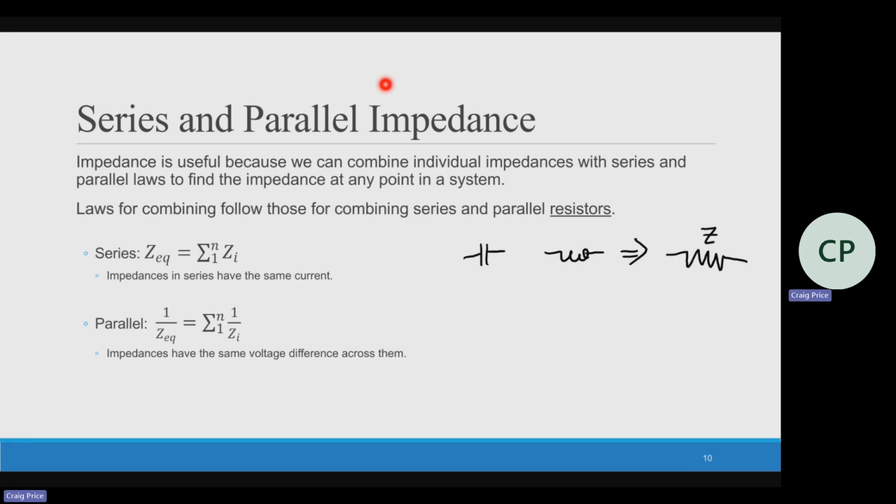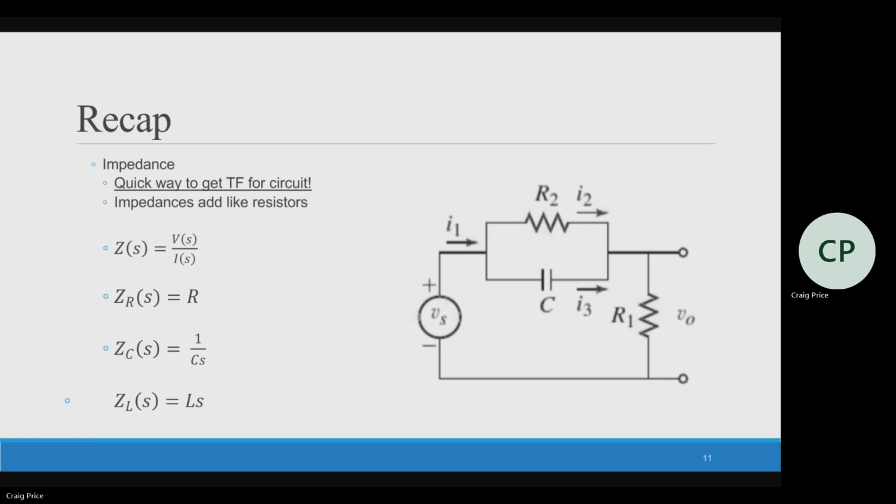All right, quick recap before we try a problem. It can be quicker, if you understand it, to get to a transfer function. Impedances just add like resistors. And here are our definitions, which are on the equation sheet, which again, impedance is just the voltage transform over the current transform. So we should be able to solve for any part. Let's do a problem.